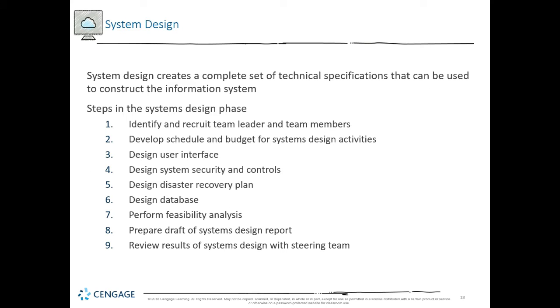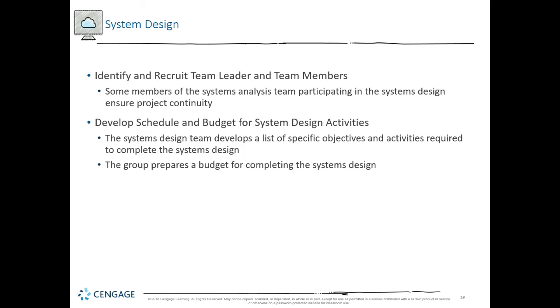System design. System design creates a complete set of technical specifications that can be used to construct the information system. Steps in the system design phase: identify and recruit team leader and team members; develop schedule and budget for system design activities; design user interface; design system security and controls; design disaster recovery plan; design database; perform feasibility analysis; prepare draft of the system design report; review the results of the system design with the steering committee.